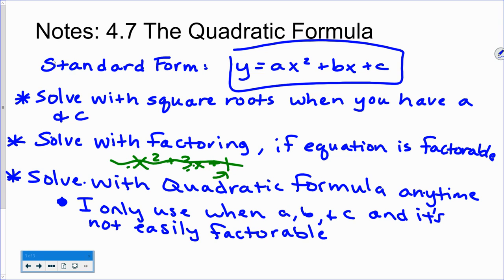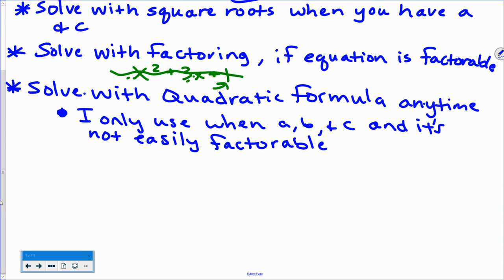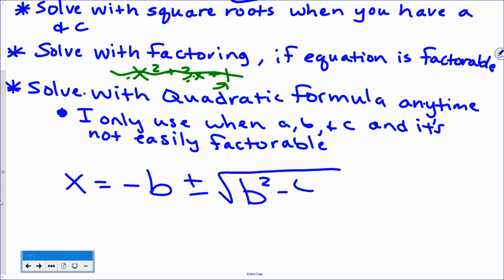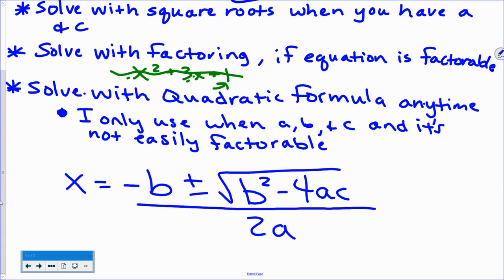So that's a little introduction. So our formula that you will need to know is x equals the opposite of b plus or minus the square root of b squared minus 4ac, and that's all being divided by 2a. That is our quadratic formula.